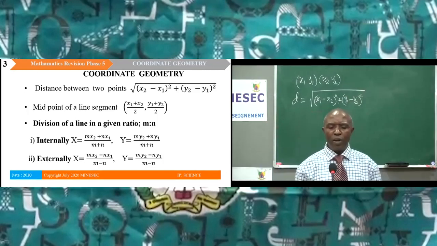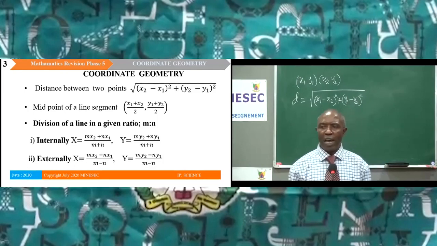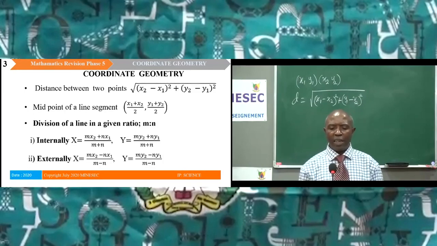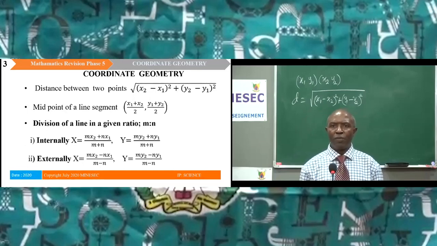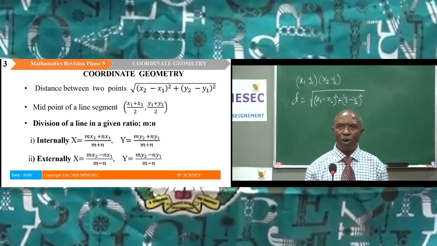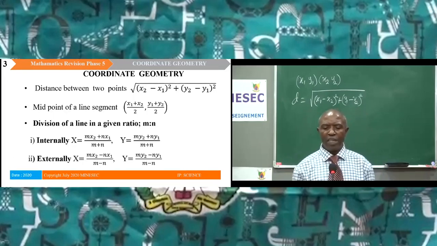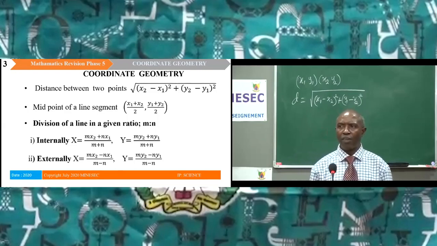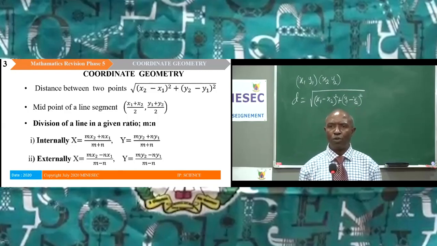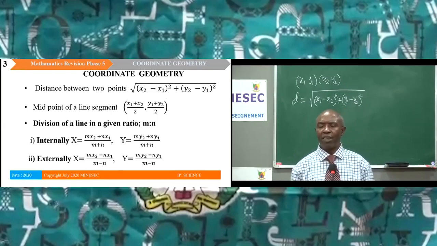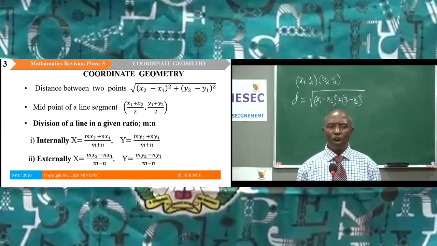The midpoint of a line. The midpoint of a line is the value of the x coordinate plus the second value of x divided by 2. That is, we have (x1 plus x2) divided by 2, (y1 plus y2) divided by 2 to get the midpoint of each of the coordinates.